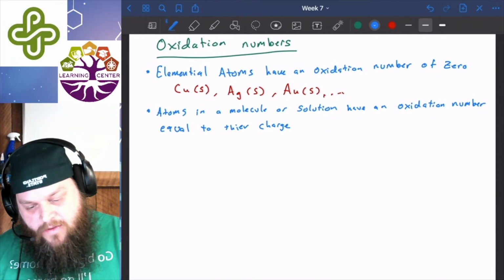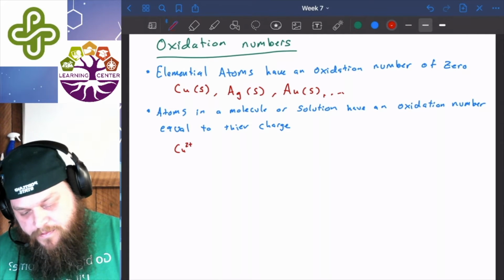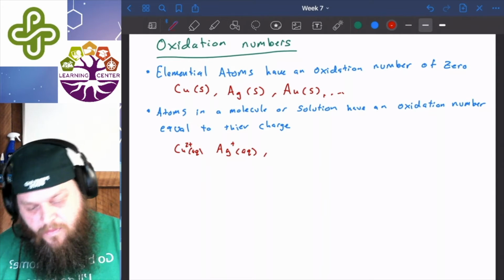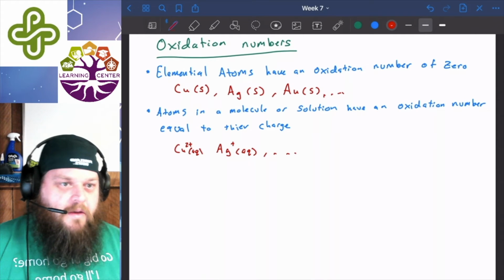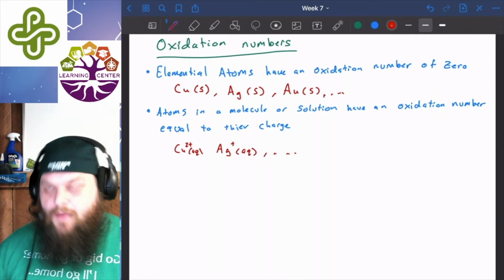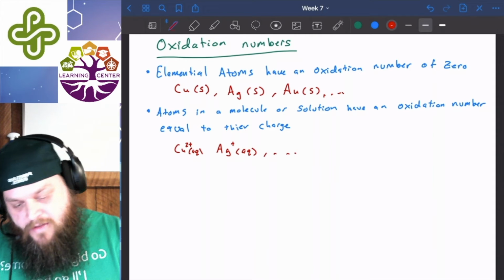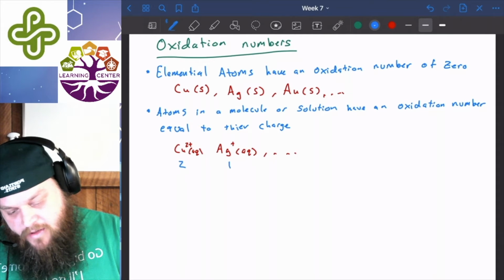Some relative examples of that would be copper 2 plus in aqueous solution, silver plus in an aqueous solution, and so on and so forth. There are lots of different ionized metals that float around in there, and anytime they have a charge associated with them, for example, this copper 2 plus would have an oxidation number of 2, and silver would have an oxidation number of 1.